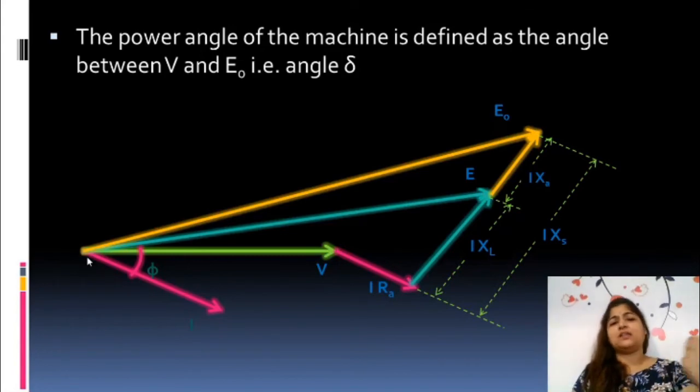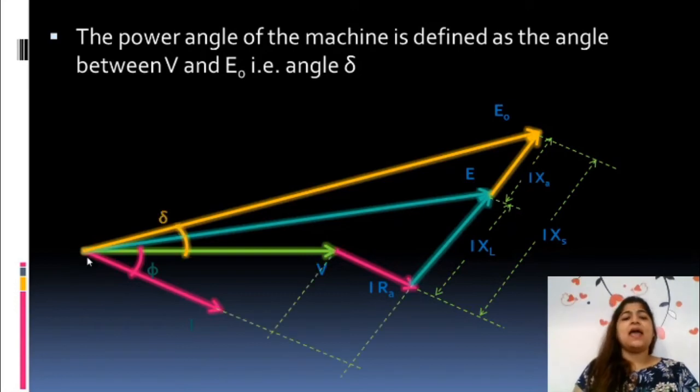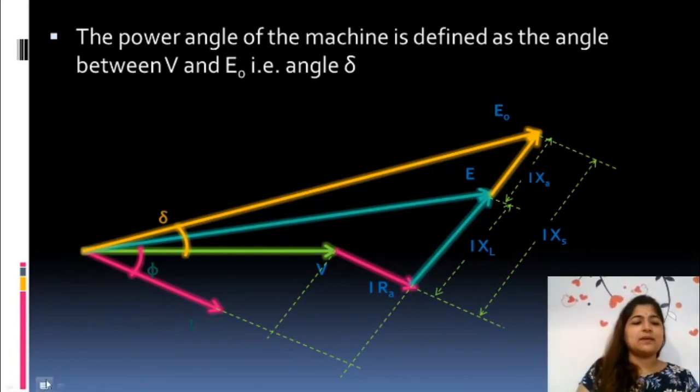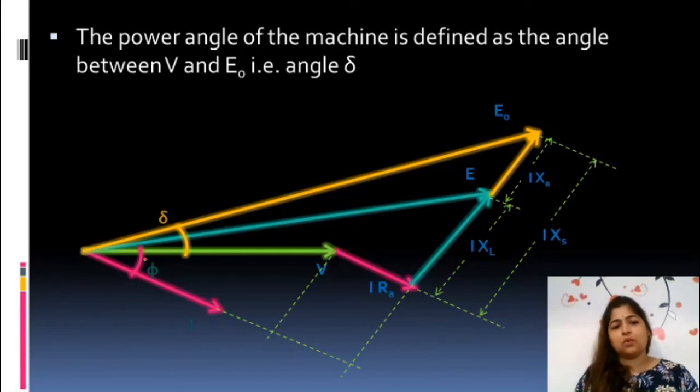And E and E naught are nothing but the EMF induced. As far as angle is concerned, phi is the angle between V and I, and delta is the angle between V and E naught. ठीक है, EMF induced और V के बीच में जो angle होता है that is delta. Now if I want to find out the value of delta, what exactly am I supposed to do? ठीक है, तो इस problem में I know the angle of phi, yes or no?